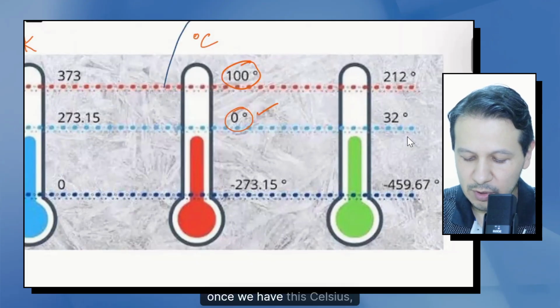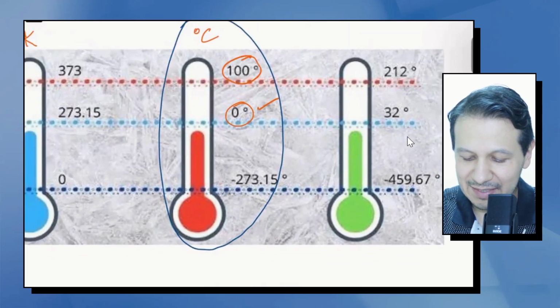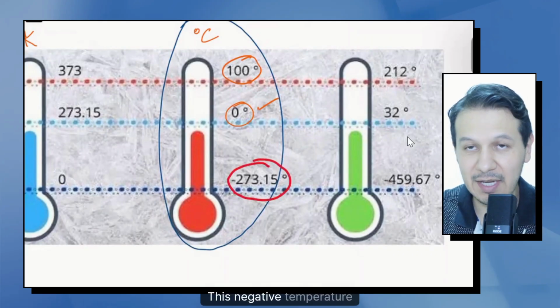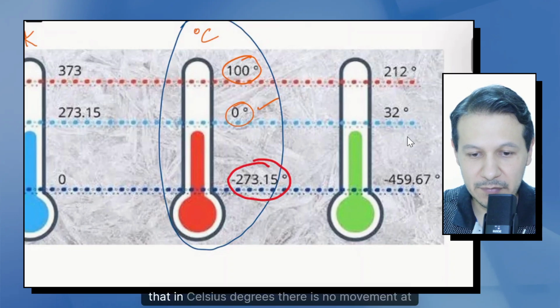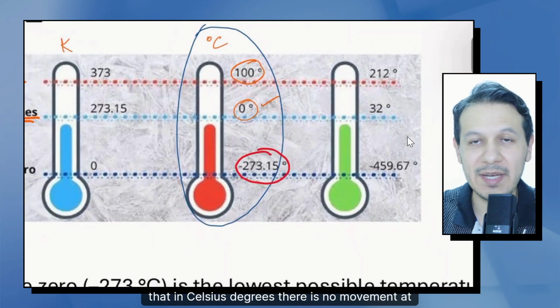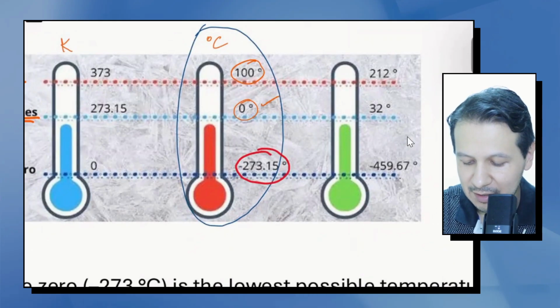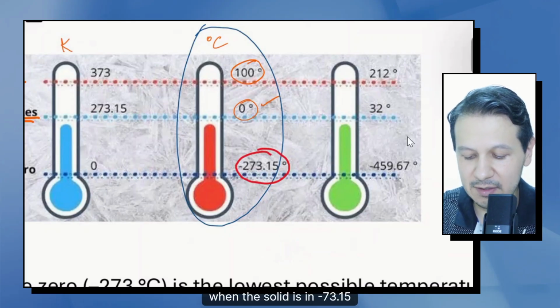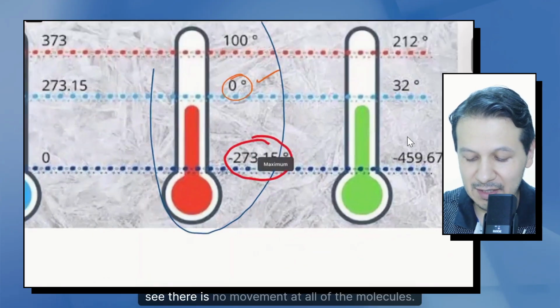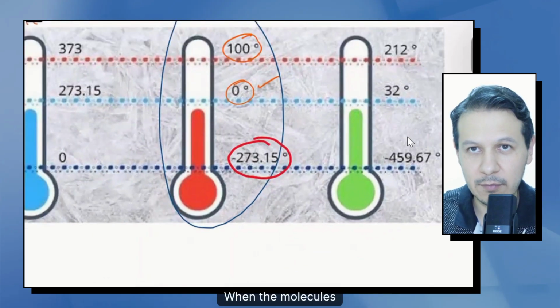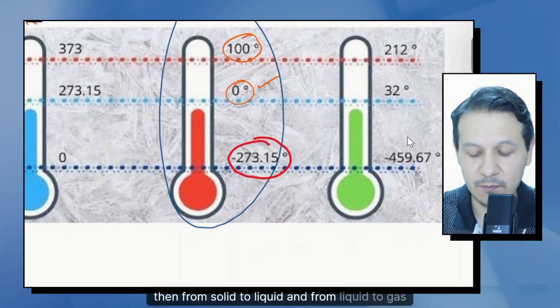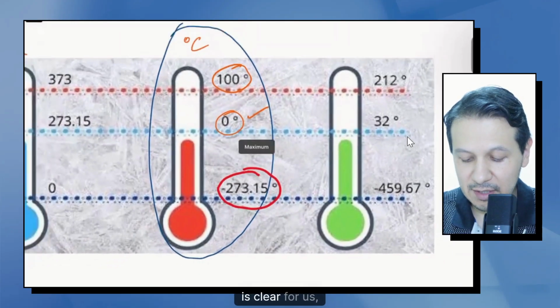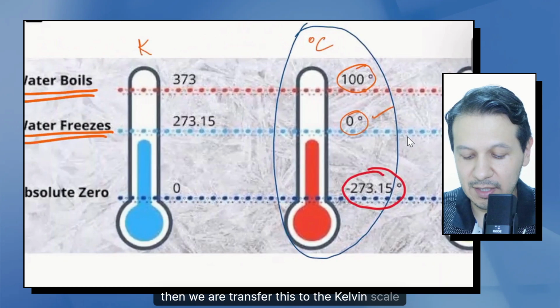Now, once we have this Celsius, we have negative 273.15 here. This negative temperature is the one at which, in Celsius degrees, there is no movement at all. If a solid is at a higher temperature there is still movement, but when the solid is at negative 273.15, in theory, there is no movement at all of the molecules. When the molecules start to move a little bit, the temperature will increase, from solid to liquid and from liquid to gas state.